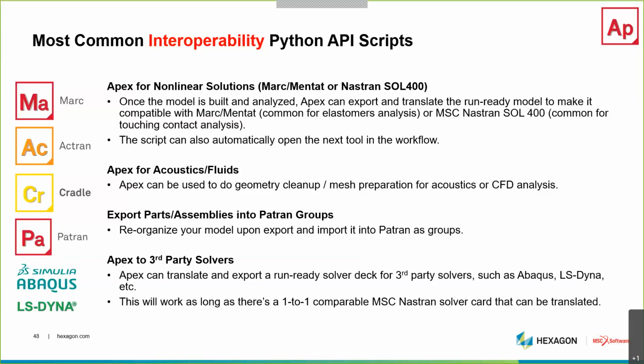So an example of that is, let's say you want to go to a Nastran SOL 400 model, okay? Well, you define maybe glued contact, which is now a mesh independent tie inside of Apex, and you want to translate that to touch and contact. Well, you can do that inside of Apex via the Python scripting technology. You also, maybe you want to do an acoustic or a fluids analysis, and you want to take advantage of Apex's meshing capability. You can do that as well. And the same thing goes for everything else that's listed here as well.